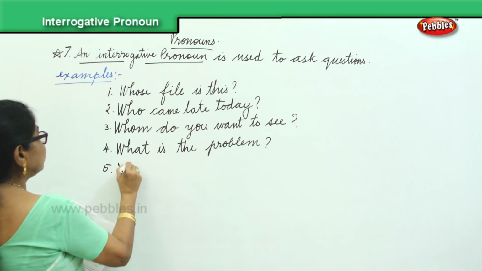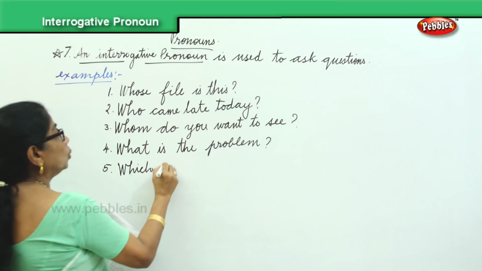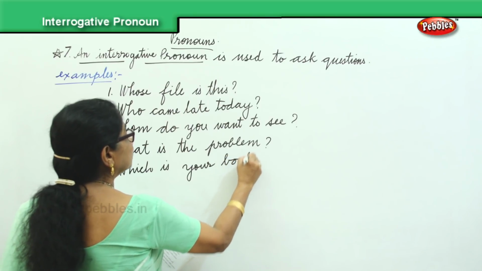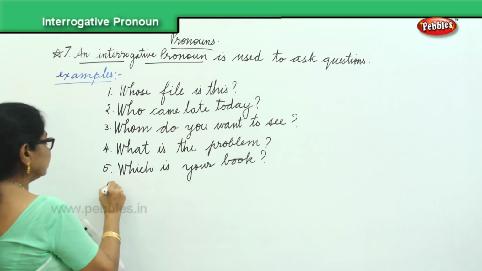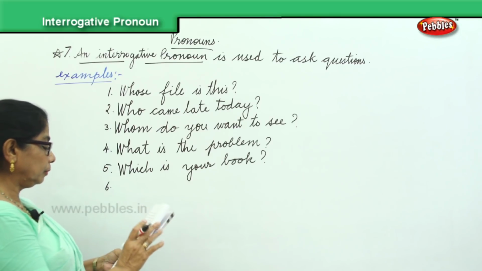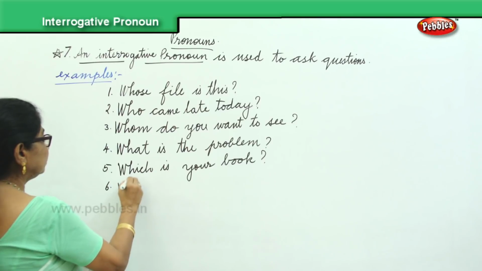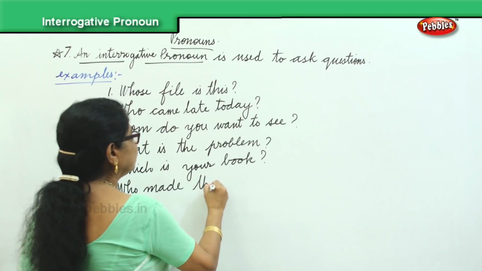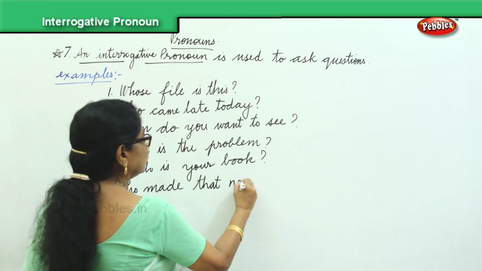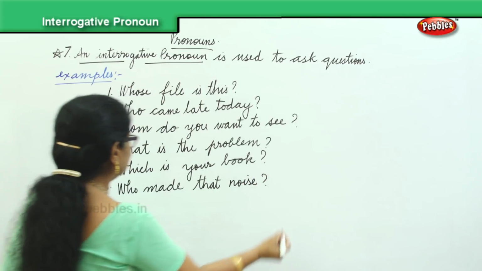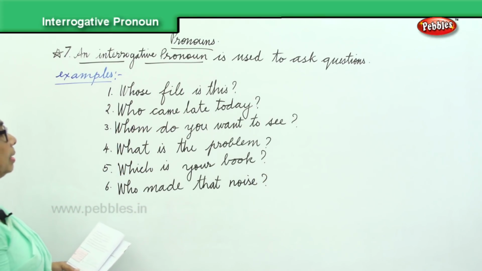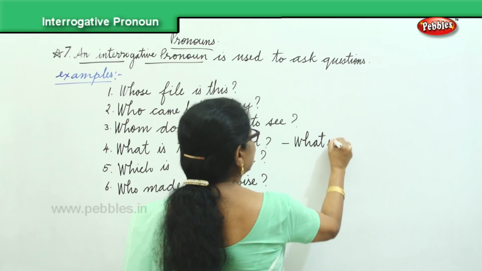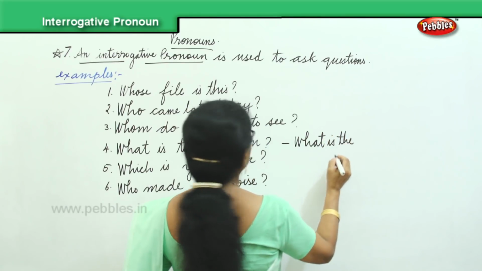Which is your book? Which is your place? Or which is your book? Who made that noise? Who made that noise? What is the matter? What is the matter?